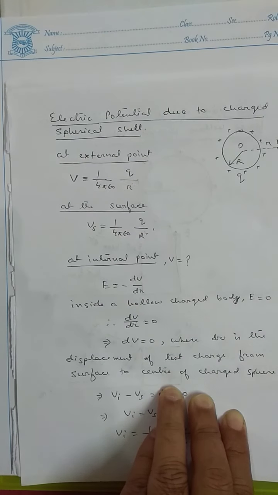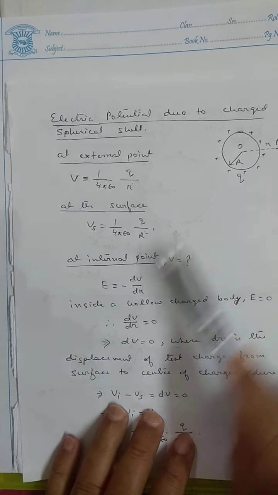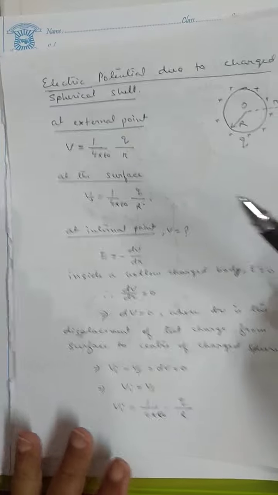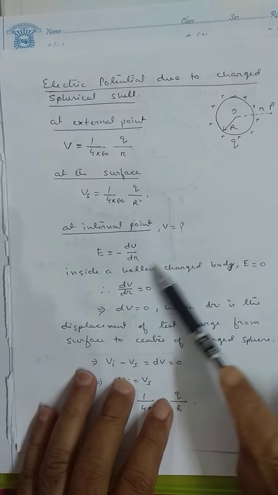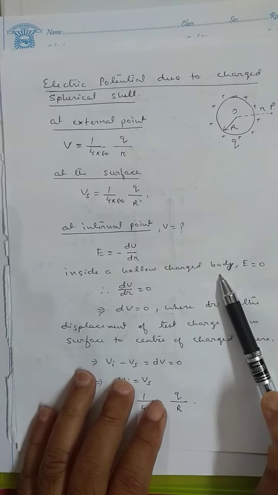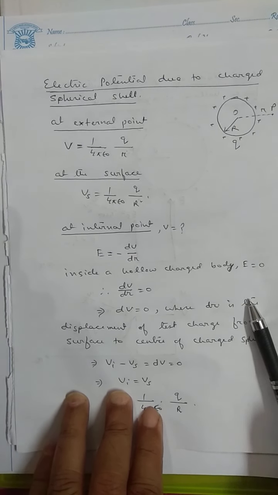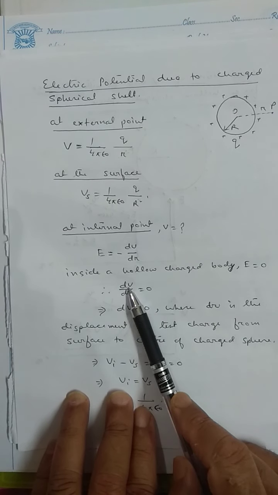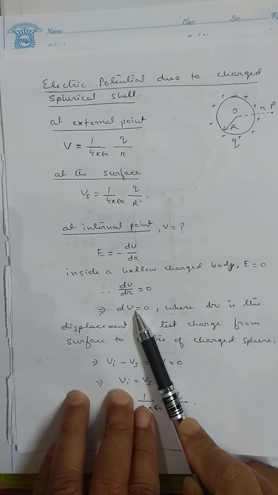But what is the electric potential at an internal point of the hollow charged body? We already know that E is equal to minus dV by dx. Can you remember it? E is equal to minus dV by dx. We wrote minus dV by dr. Inside the charged body, the electric field intensity is 0. That means minus dV by dr is 0. Since dV by dr is 0, the numerator dV should be 0. What is dV? Change in potential. There should not be any change in potential.